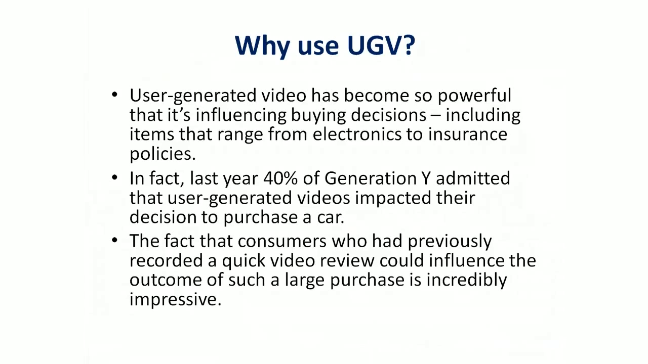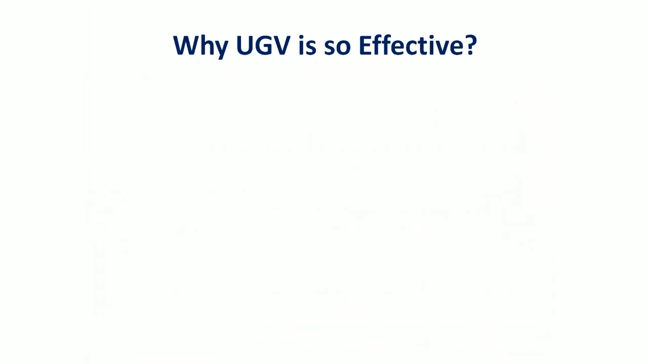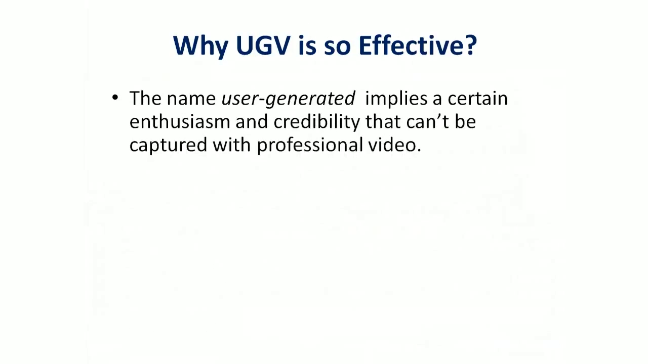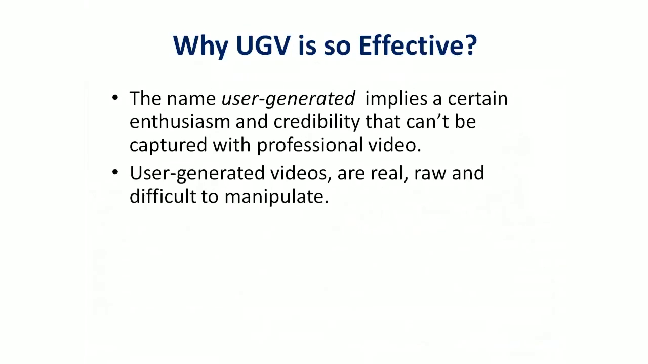And we're going to have a look at how you can create your own campaign for your business, and you can do it very effectively. So the name user generated implies a certain enthusiasm and credibility that you can't capture through professional video. When you ask your customers to send in a video, it doesn't have to be a perfect video. It can be very ordinary video that they shoot on their smartphone. In fact, you don't want it too polished because you want to show that this is real. This is a real video made by a real person, and that gives it instant credibility. And you can't buy that.